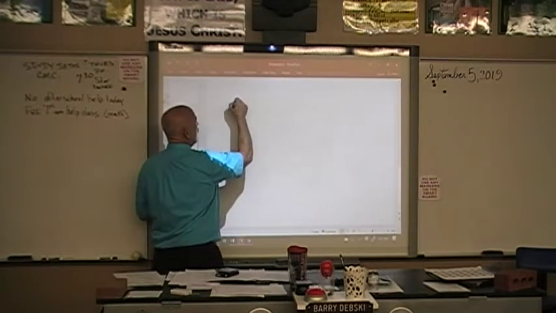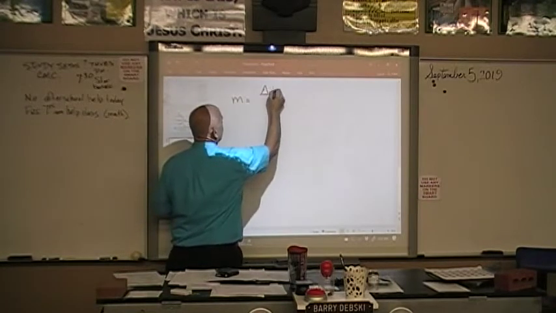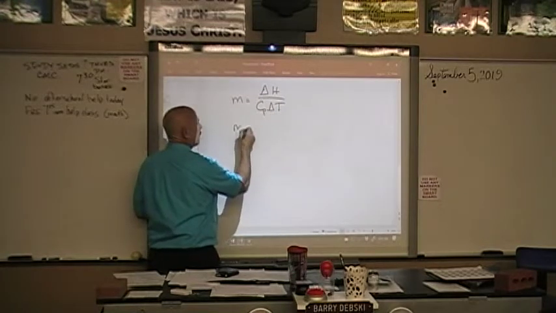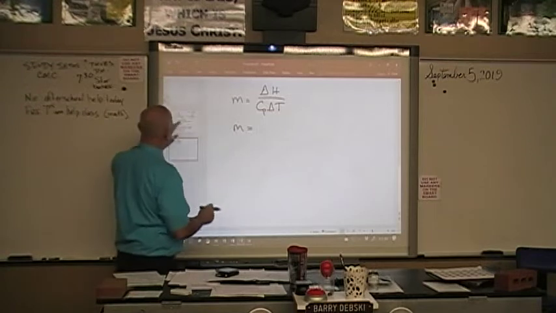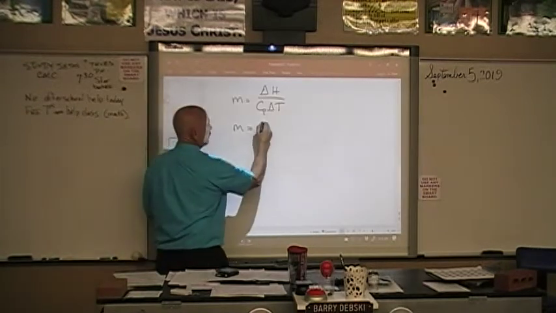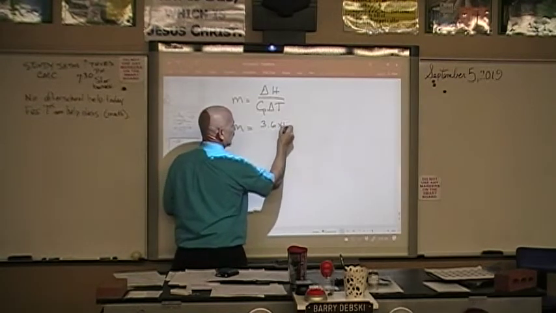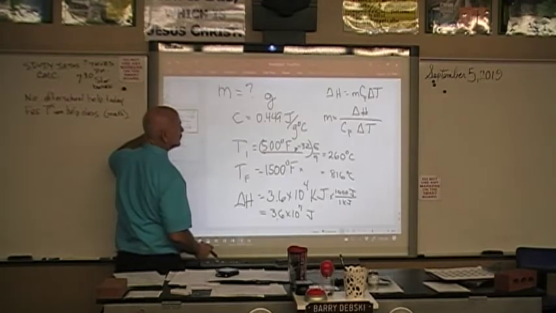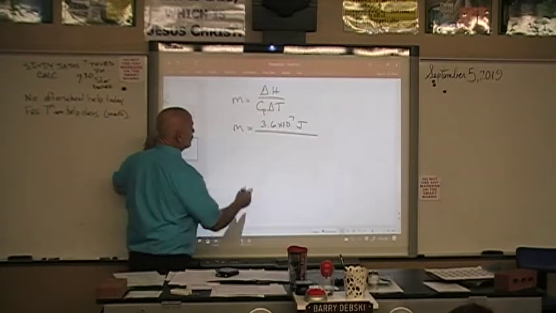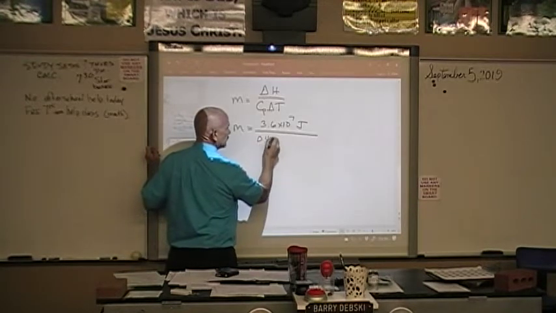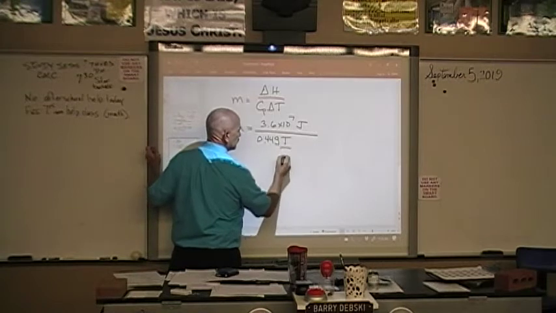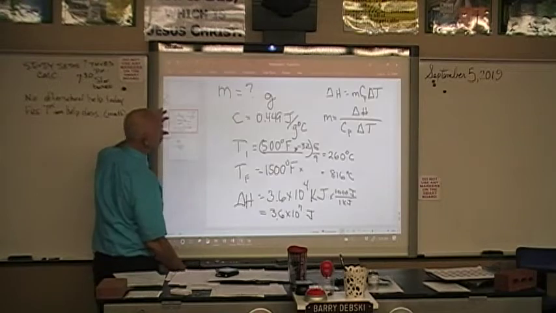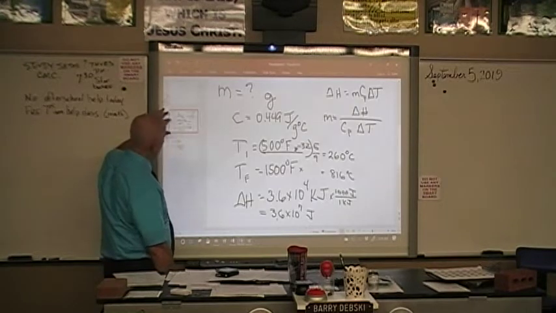So we've got M equals delta H over C delta T. M equals 3.6 times 10 to the 7th, divided by 0.449, times 816 minus 260.